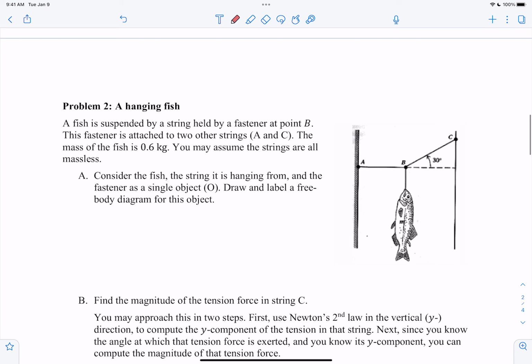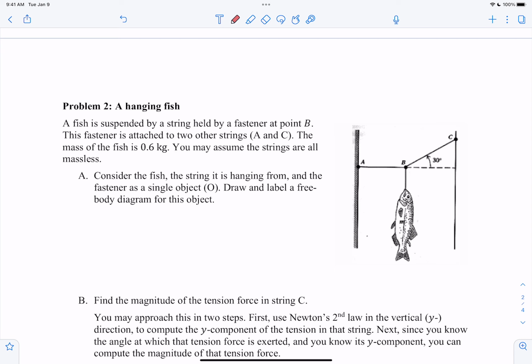So it says, a fish is suspended by a string held by a fastener at point B. This is animal cruelty. This fastener is attached to two other strings, A and C. The mass of the fish is 0.6 kilograms. You may assume the strings are all massless.